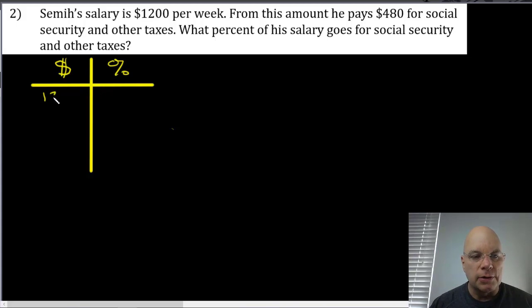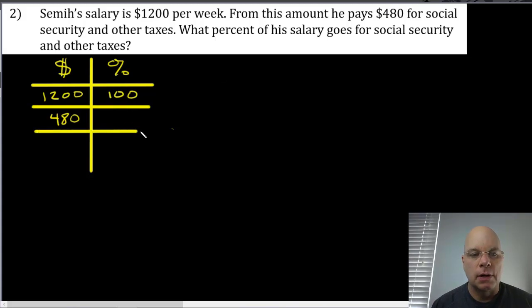The $1,200 is 100% of Sammy's salary, and we want to know what percent the $480 is. So that's our unknown, x.